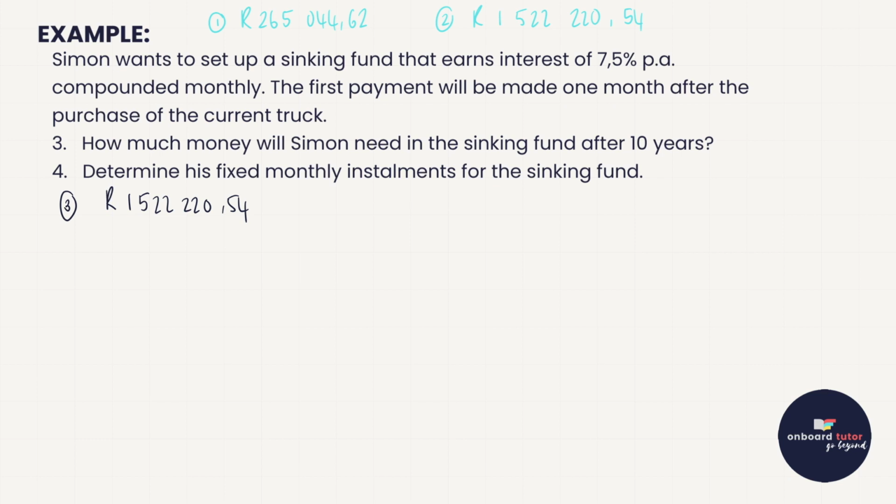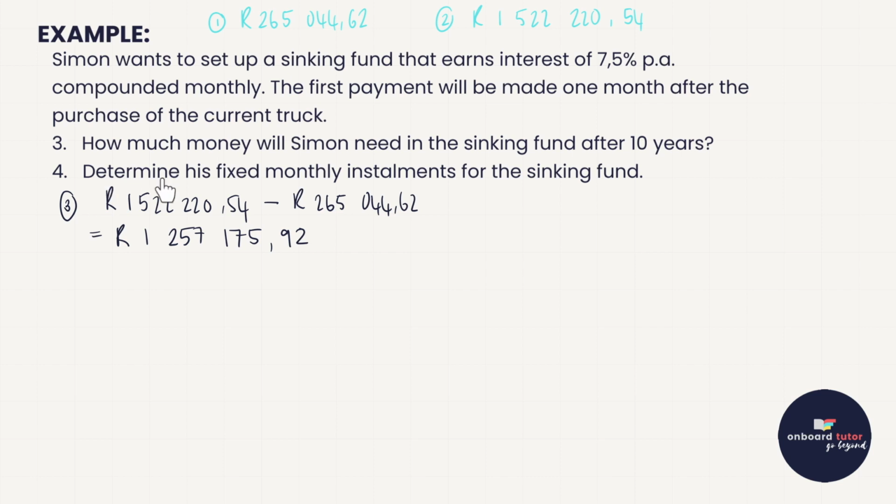Okay, but fortunately he is going to sell his current truck for 265,044 rand and 62 cents. So now we can see how much he'll need in total in terms of saving. So he doesn't need to save the full 1.5 million because he is still going to sell that other truck for its scrap value. Okay, so there we have it. He needs 1,257,175 rand and 92 cents in his sinking fund after 10 years.